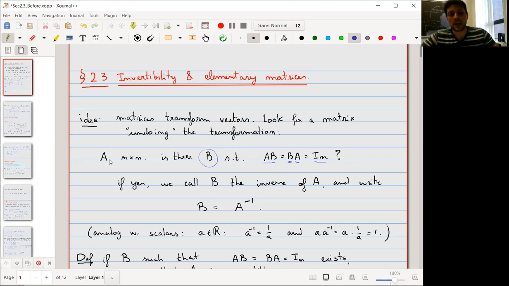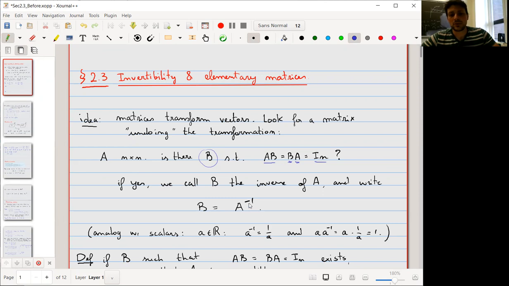So we require for an inverse to satisfy these two equalities, that AB is the same as the identity, is the same as BA. If this happens, if such a B exists, we say that the matrix A is invertible, and we'll write that B is A to the minus 1. We read that A inverse.